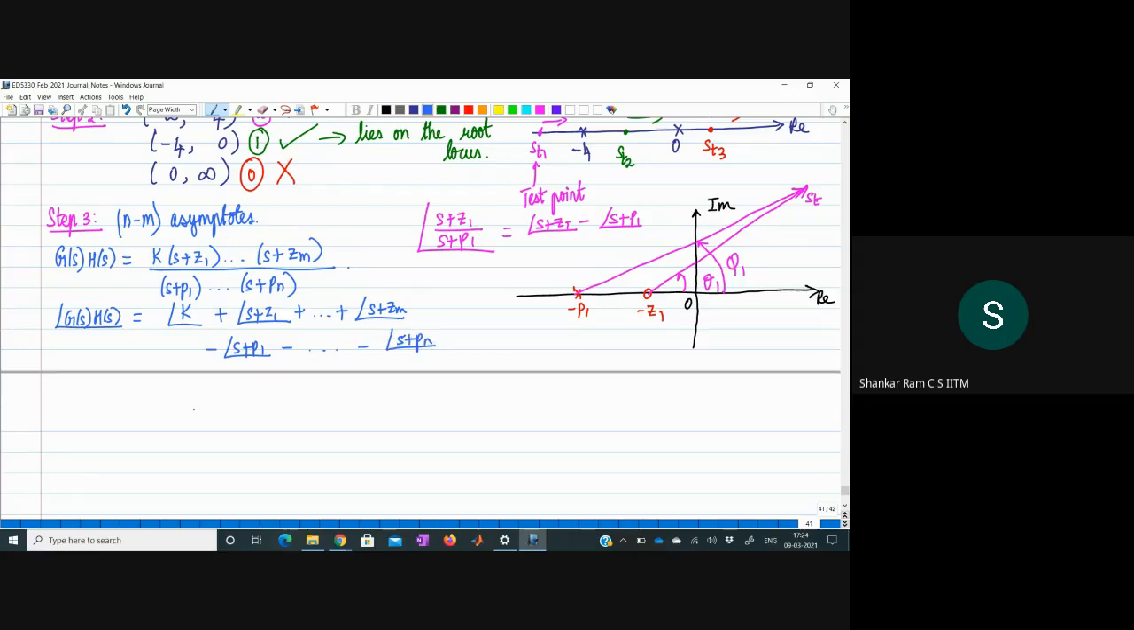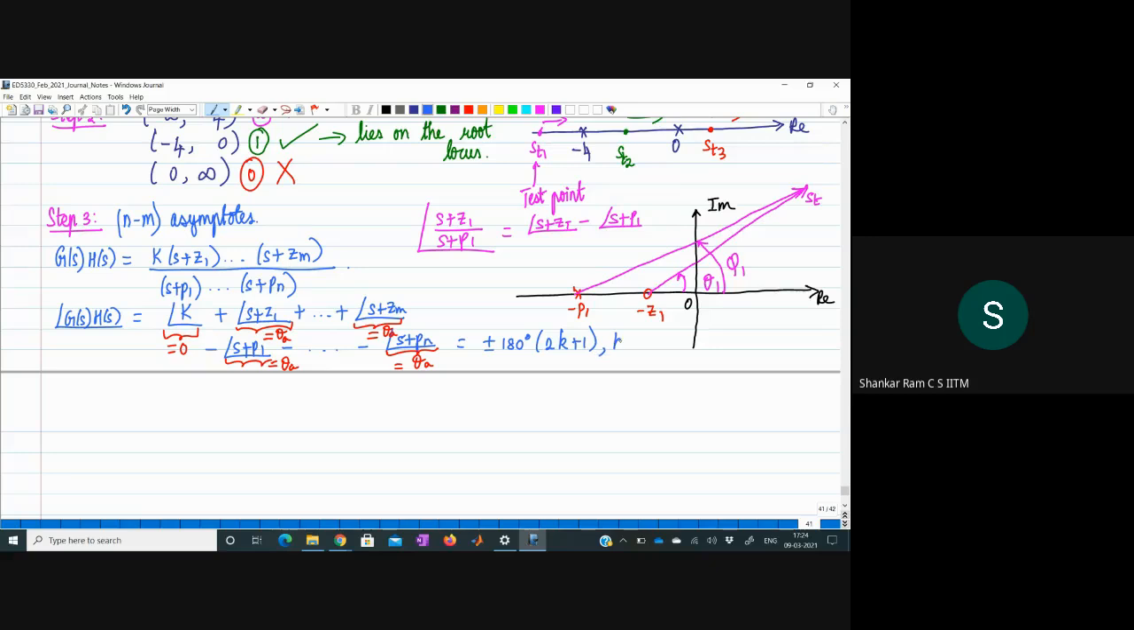As we know, the phase of K is 0. Why? Because K is a positive real number, so the phase of K is 0. And as we go towards infinity, all these phases tend towards some theta. Let's call this theta a. Theta a indicates the angle made by the asymptote, and this should be an odd multiple of 180 degrees. So that's the angle condition.